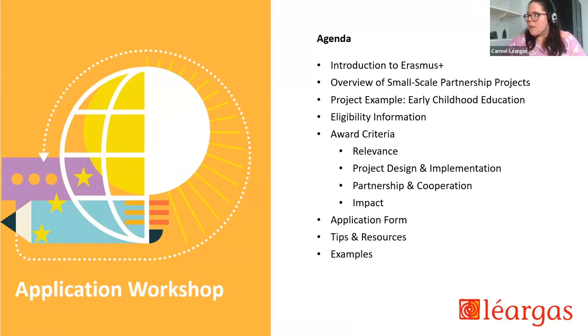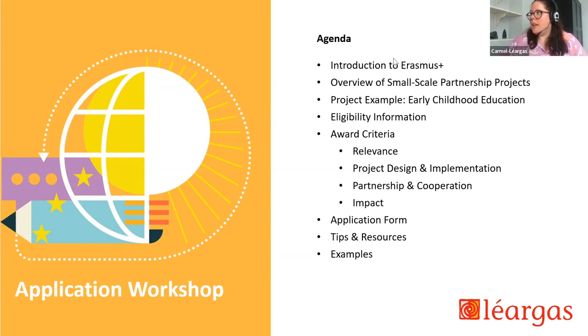We're going to go through the eligibility criteria and the information criteria, so looking at how your project is scored and how it should be designed. This is in the areas of relevance, project design and implementation, partnership and cooperation, and impact. We'll also go through the application form and the technicalities associated with it, then tips and resources, and final examples of project budgets. It's a lot to go through, but hopefully we will get it done in half an hour, and then you'll all be confident to apply under the 4th of October deadline.